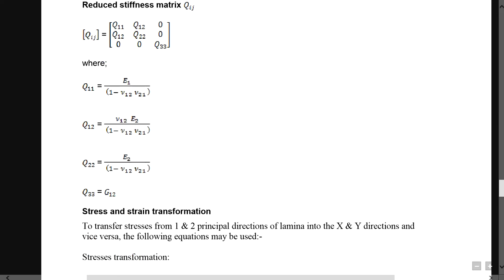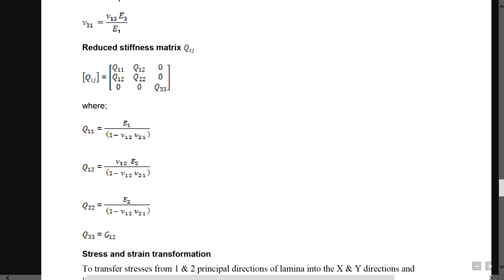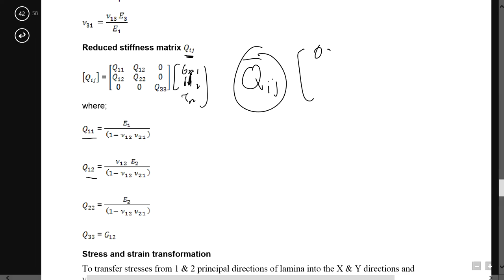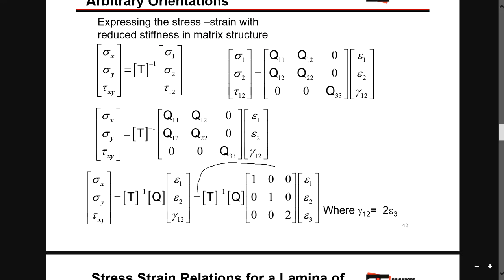Then over here is the reduced stiffness matrix, where it tells you all the stiffness. This is only for Q. If you think about it, we have a Qij. Q is for stress 1, stress 2 and tau 12. If you have Qij, this is actually for stress X, stress Y, and tau xy. So this thing for your stresses, as you can see, is in terms of strain 1 and 2.